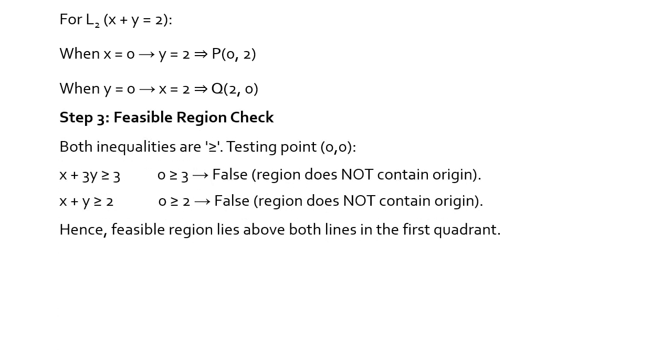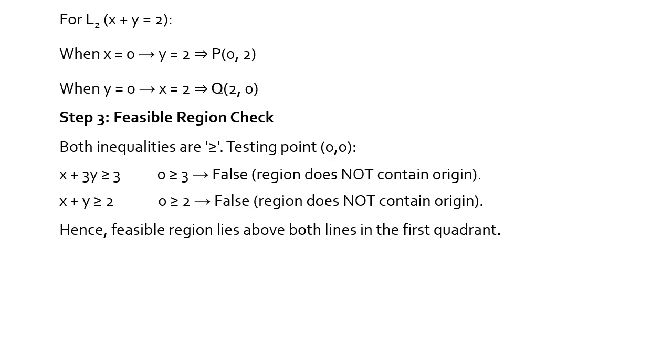Dear students, now we have to do the feasible region check. For this, we will take the test point. The test point is always the origin, at which x equals 0 and y equals 0. Now we will take both of the inequalities, x plus 3y greater than or equal to 3 and x plus y greater than or equal to 2, and put x equals 0 and y equals 0 in both of them. Students, now we have two statements: 0 is greater than or equal to 3, and the second one, 0 is greater than or equal to 2. Both of them are false statements.